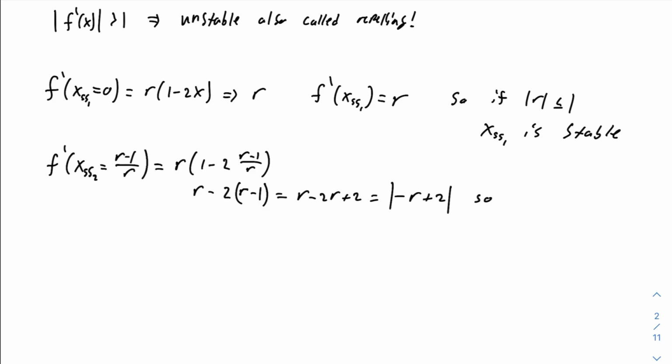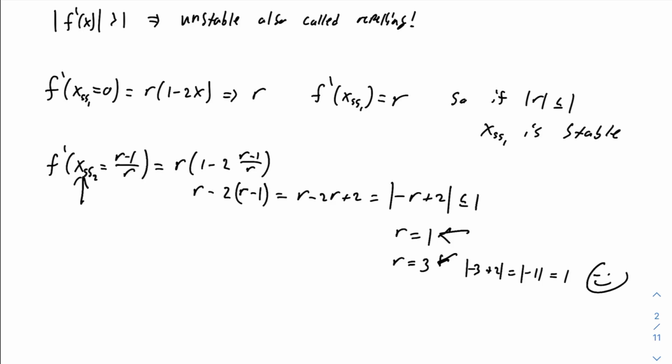So in order for this absolute value to be less than or equal to 1, our lower bound is going to be r equals 1, right? At 1, this is going to be 2 minus 1, which equals 1, and obviously in absolute value that's less than or equal to 1. And then our upper bound is going to be r equals 3, right? Because negative 3 plus 2 equals negative 1, which in absolute value equals 1. Yay! So we're assuming that from r equals 1 to r equals 3, x steady state 2 is actually stable.